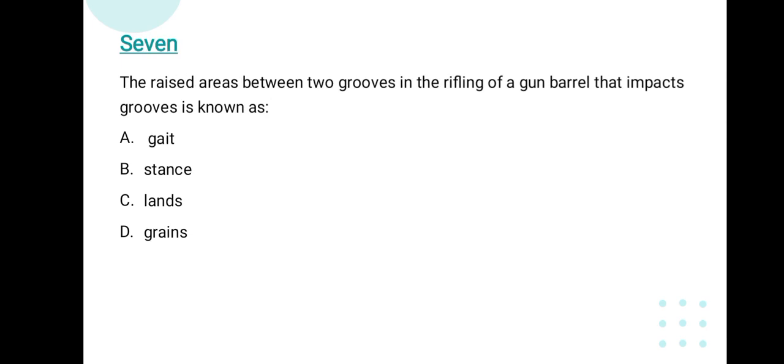Question 7. The raised areas between two grooves in the rifling of a gun barrel that impacts grooves, is it known as gate, is it known as stance, is it lands, or is it grains? This is in the study of firearms, and the correct answer is C, that is lands.